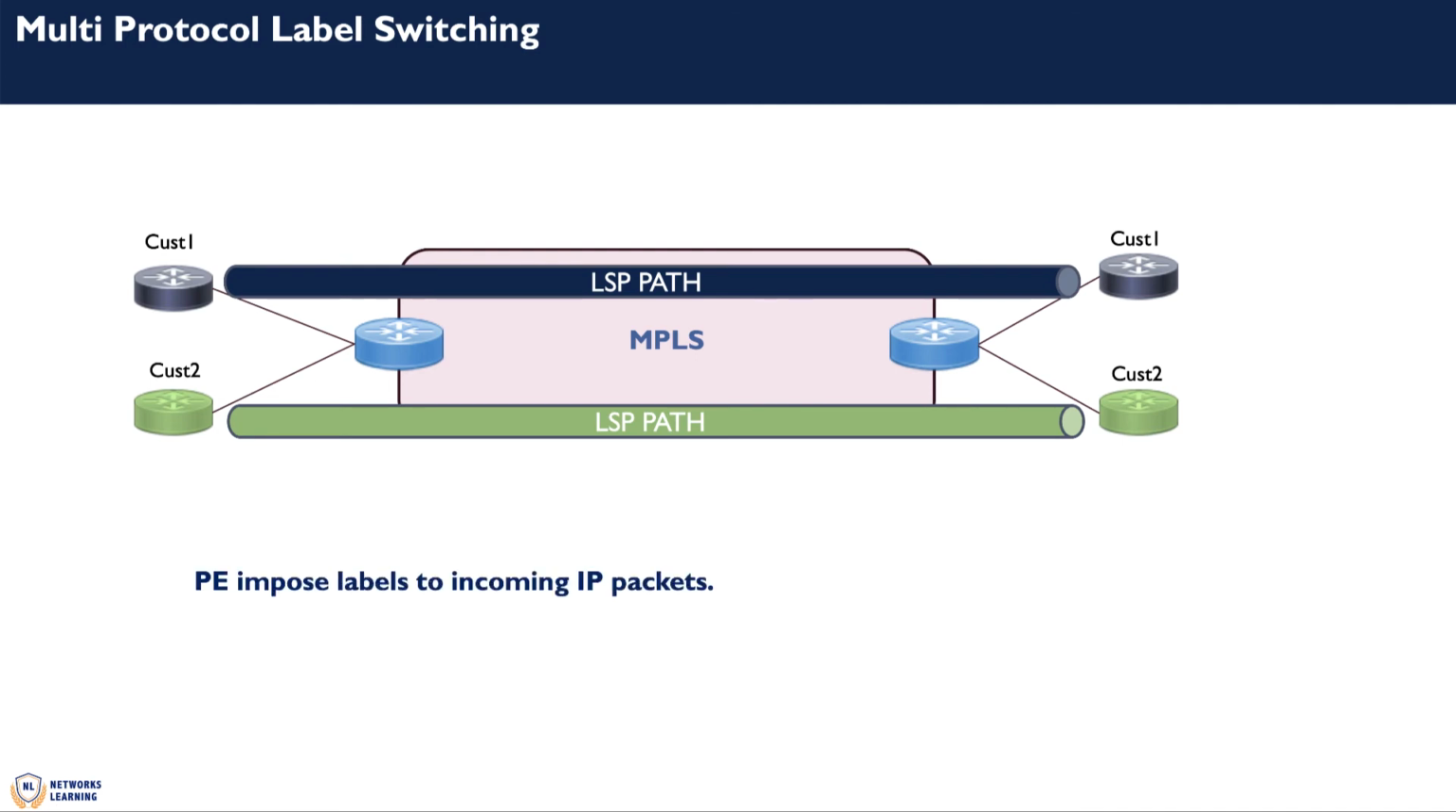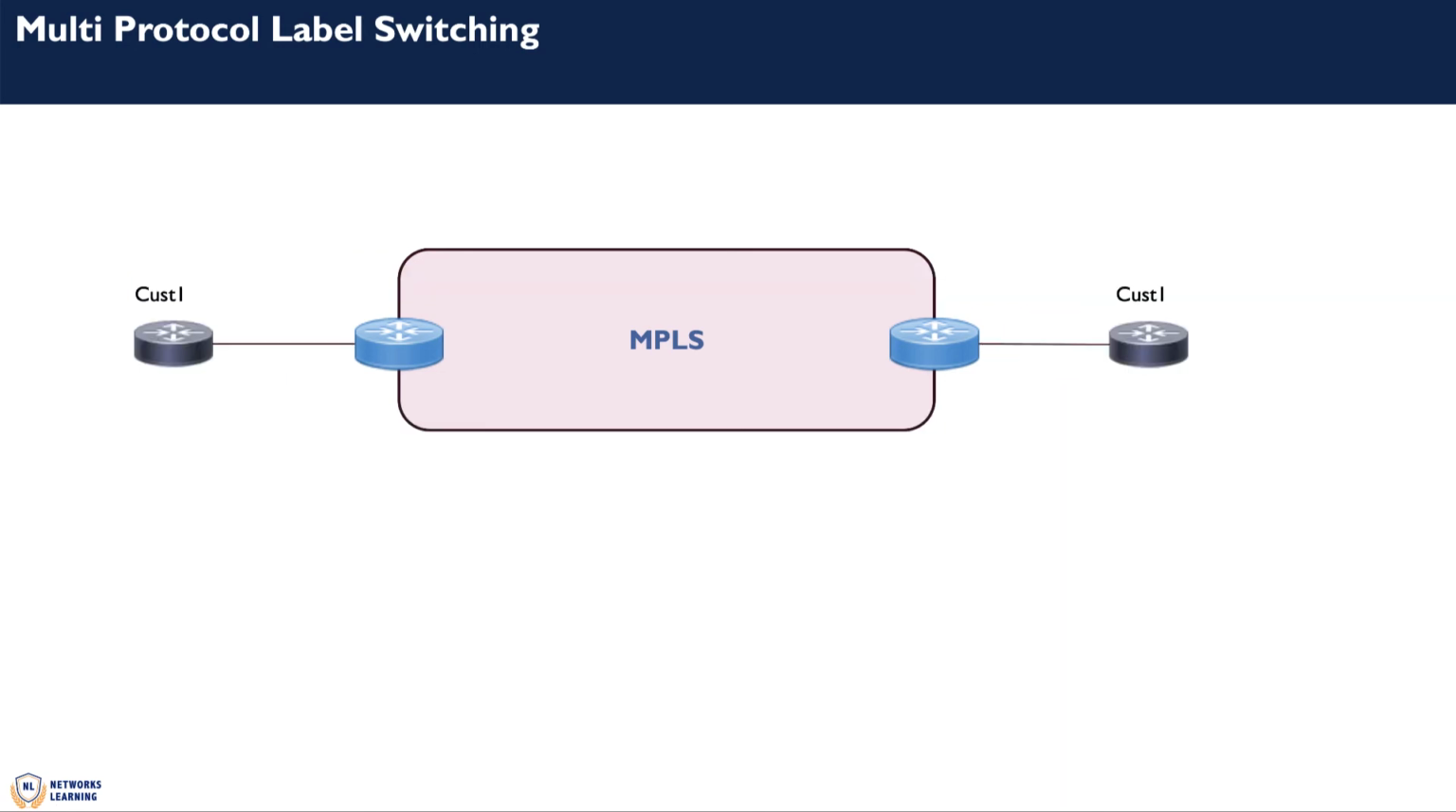So the provider edge or PE router, which is the first router at the service provider, will impose labels on incoming packets from either customer 1 or customer 2. The packet forwarding in the service provider's MPLS network will no longer be based on destination IP addresses, but it will be based on labels. So the service provider will use labels to switch packets from one router to the other until it reaches the destination. Let's cover some of the MPLS backbone terminology.